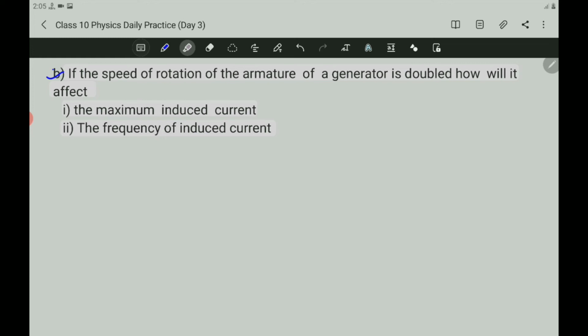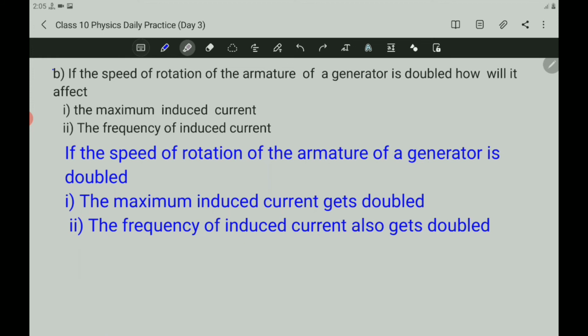So let us write the answer. If the speed of rotation of the armature of a generator is doubled, the maximum induced current gets doubled, and the frequency of induced current also gets doubled. That is the answer for question B.